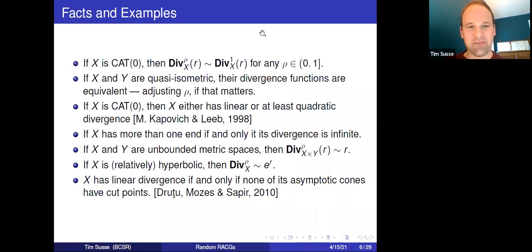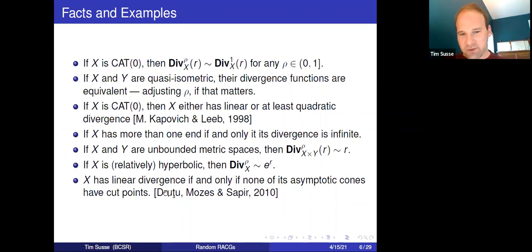So very importantly for us, if X and Y are unbounded metric spaces, then the divergence of their direct product is linear. And so we can think about this as basically, you can just move in one of the components far enough away, then move in the other. You sort of move in X and Y separately, and you're going to be able to avoid a ball of radius r very, very easily. There are also results of Druţu, Mozes, and Sapir: if X is a relatively hyperbolic group, or I guess a relatively hyperbolic metric space, then its divergence is exponential.